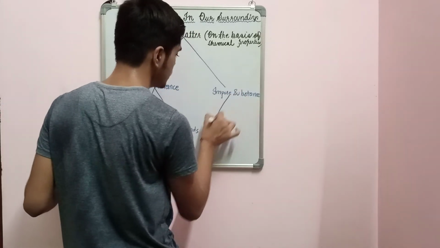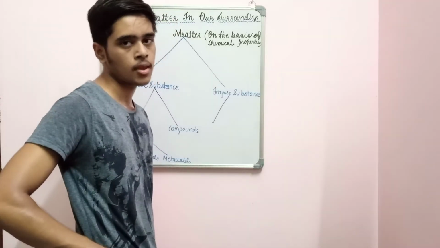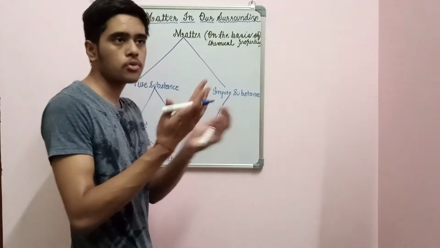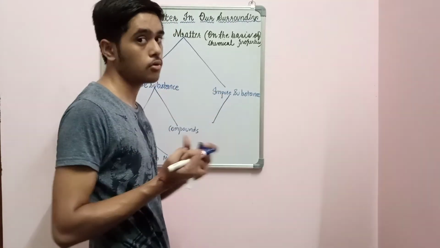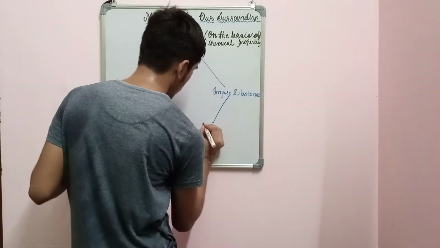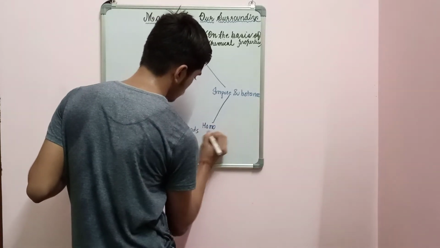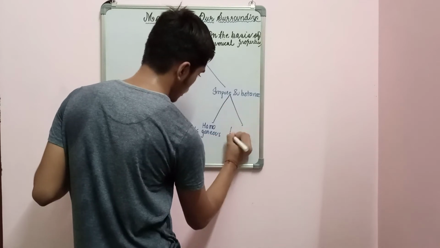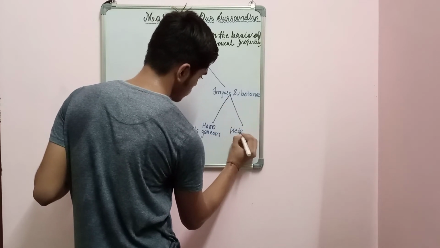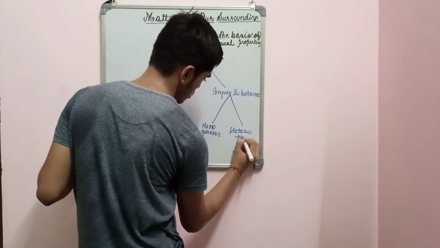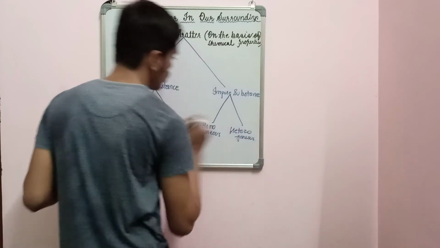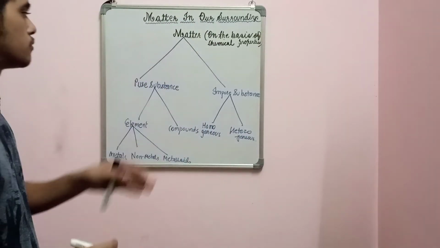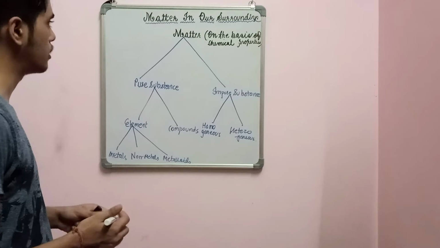So impure substance is actually a mixture. It's a mixture. Impure अगर कोई चीज होगा तो जरूरी है कि वो मिक्सर ही होगा. हाँ, तो ये भी दो टाइप का होता है, homogeneous, okay, and heterogeneous. Okay, so these are the basic things on the basis of chemical properties. हमने इसको divide कर दिया.